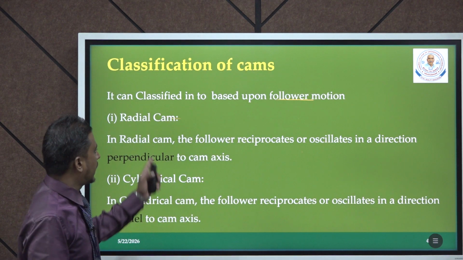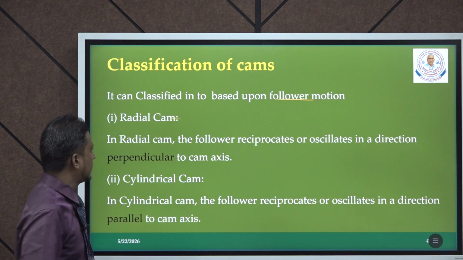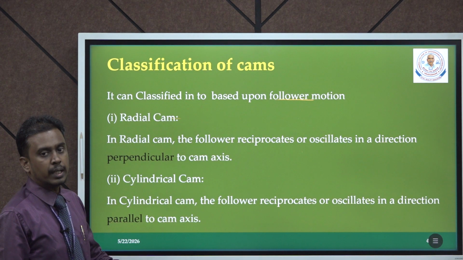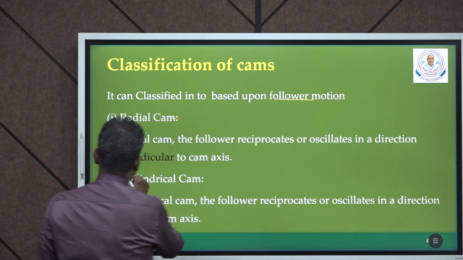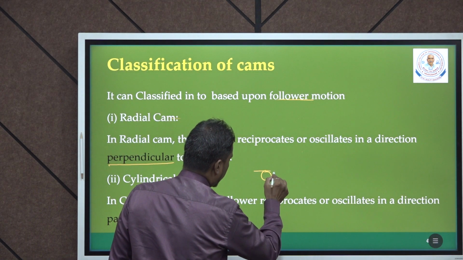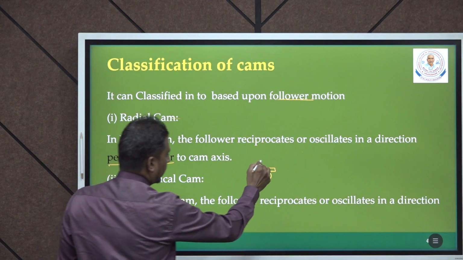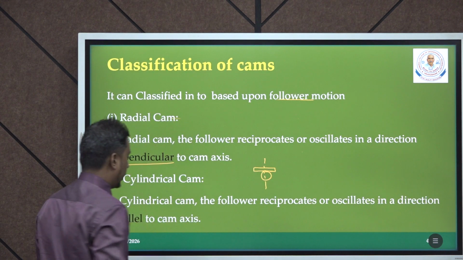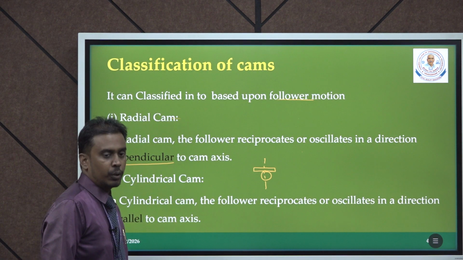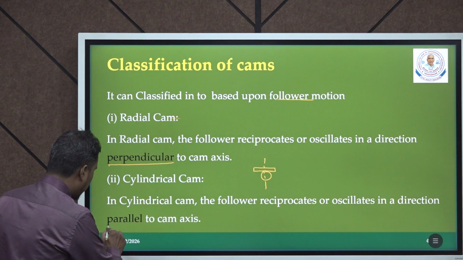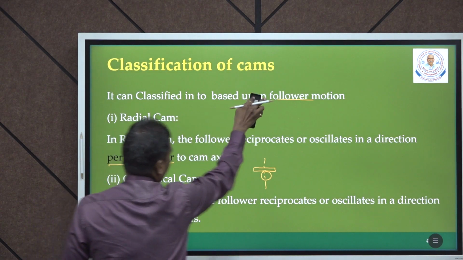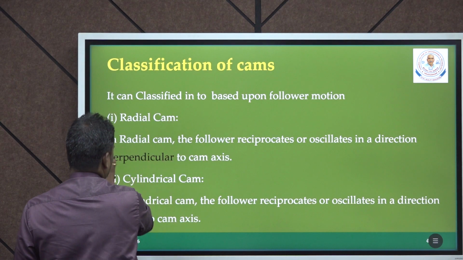The cam can be classified based on the follower motion as radial cam or cylindrical cam. In case of a radial cam, the follower reciprocates in the direction that is perpendicular to the cam axis. Let us consider this is a cam, over a cam we are going to have a follower. Here the motion is likely to be a perpendicular one. While in case of the cylindrical cam, the follower reciprocates or oscillates in a direction parallel to the cam axis. So, this is the very basic difference between a radial cam and a cylindrical cam.